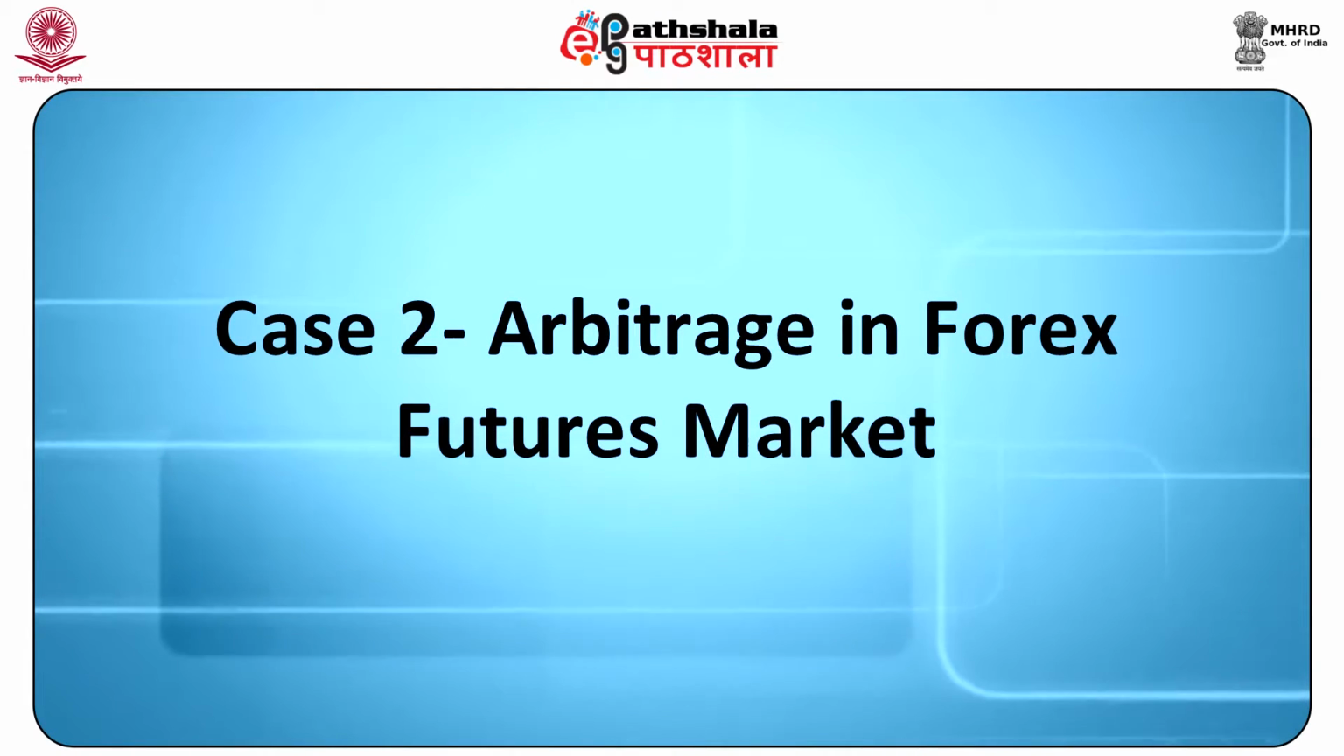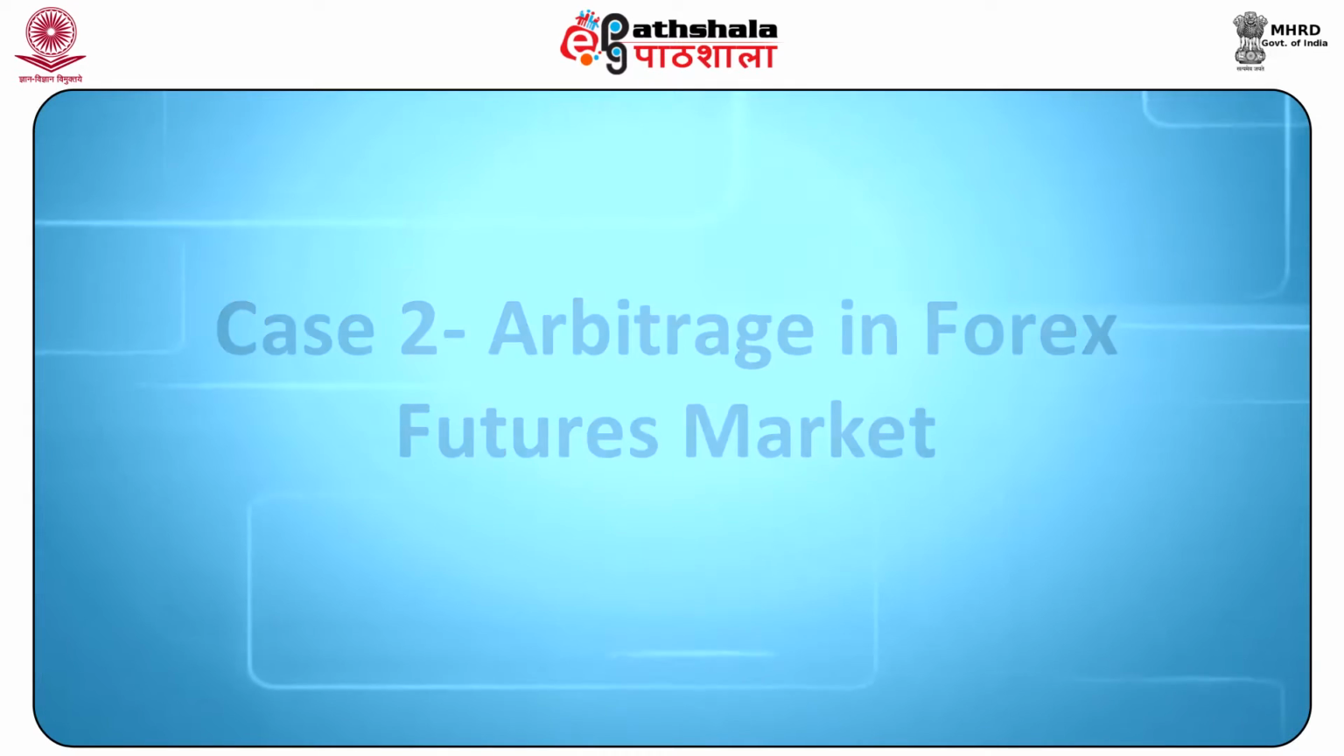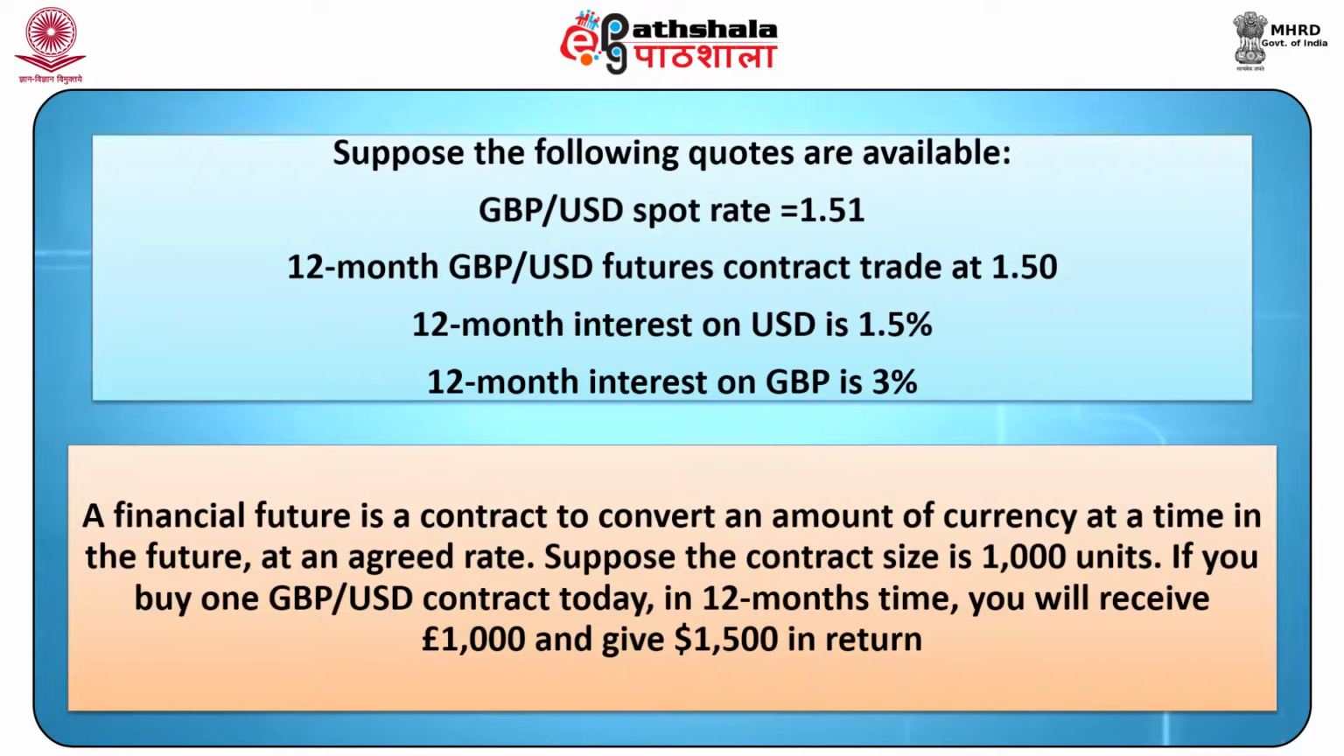Case 2. Arbitrage in the forex futures market. The possibility of pricing discrepancy also arises in the case of the forex futures market. Suppose the following quotes are available. GBP/USD spot rate is equal to 1.51, 12-month GBP/USD futures contract rate is 1.50, 12-month interest on USD is 1.5% and 12-month interest on GBP is 3%.